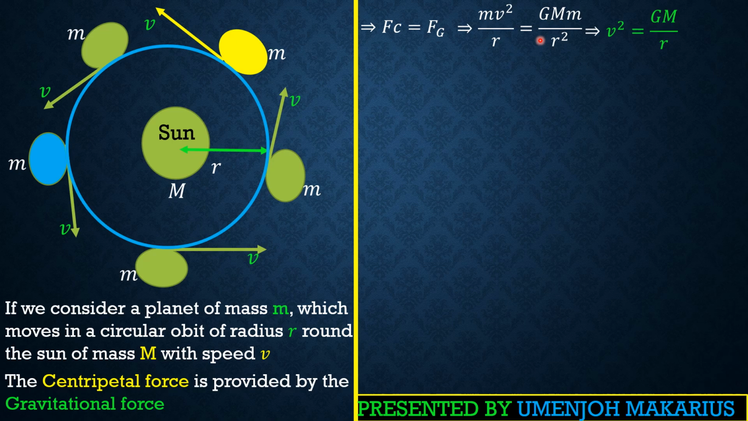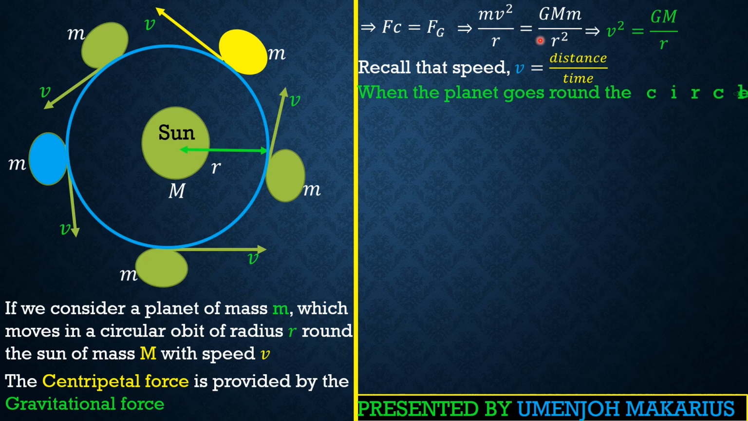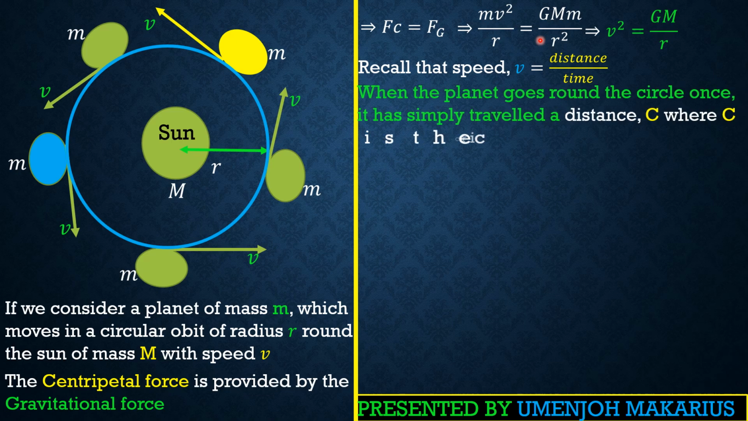But friends, let's make this statement have meaning. Let's give some meaning to our expression. Let's recall that the speed is given as what? Distance over time, right? And friends, we notice that when the planet moves around that orbit once, it has simply covered a distance which we can call capital C, where this capital C is the circumference of this circle. Do you see that if this planet moves around this circular path once, it has simply covered a distance which is the circumference of this circle, right?